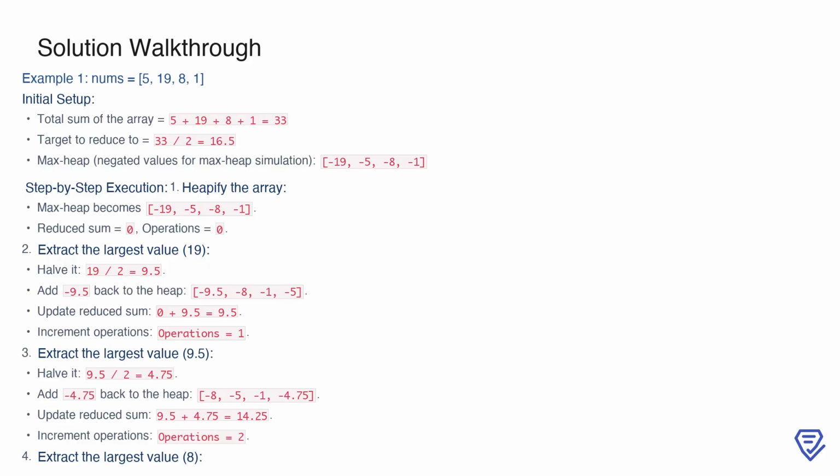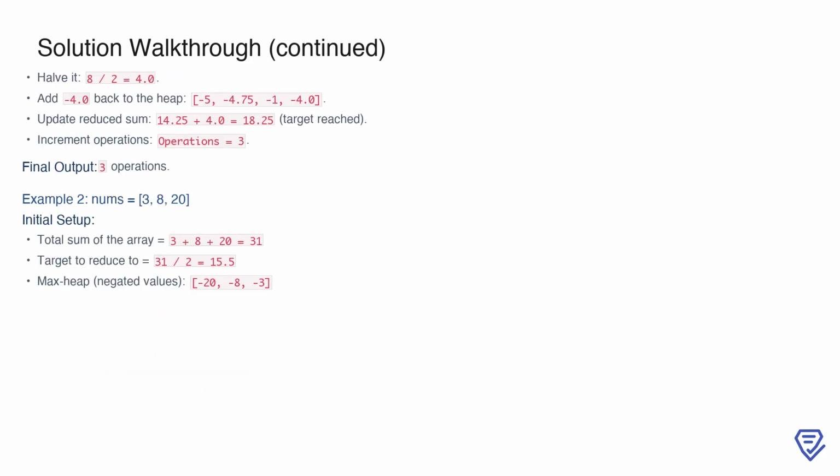Finally, we extract the largest value, 8, which when halved gives 4.0. Adding -4.0 back to the heap results in the heap structure becoming -5, -4.75, -1, -4.0. The reduced sum is updated to 18.25, which surpasses our target of 16.5. At this point, we stop as the condition is satisfied. The total number of operations required is 3. This completes example 1, where the final output is 3 operations.